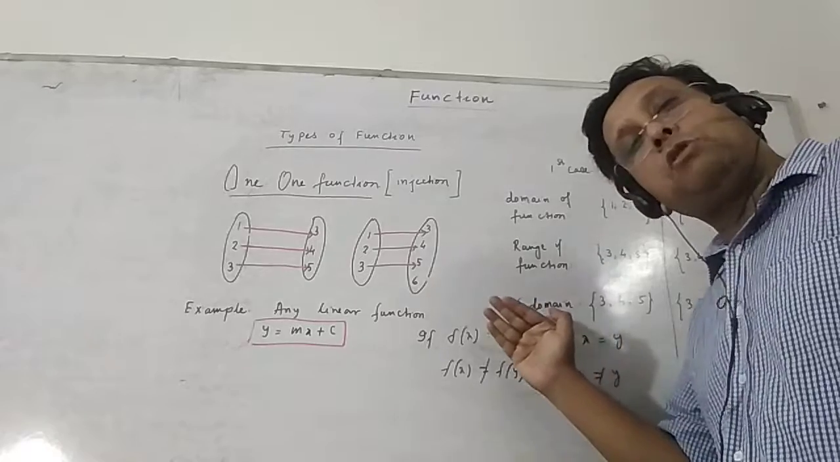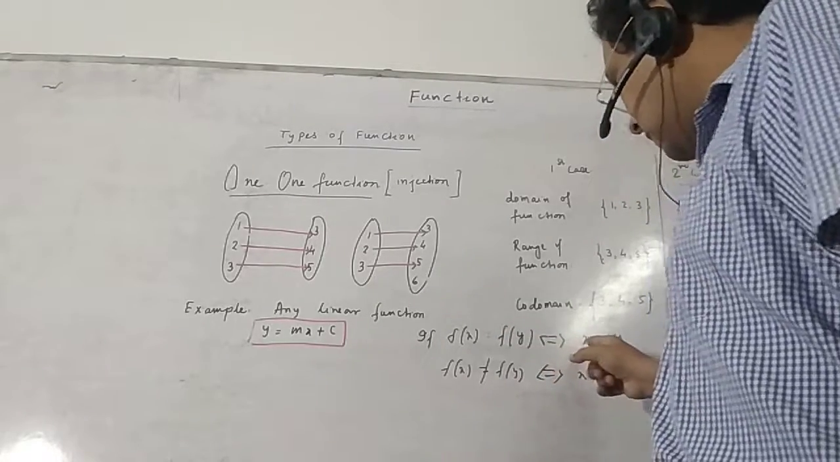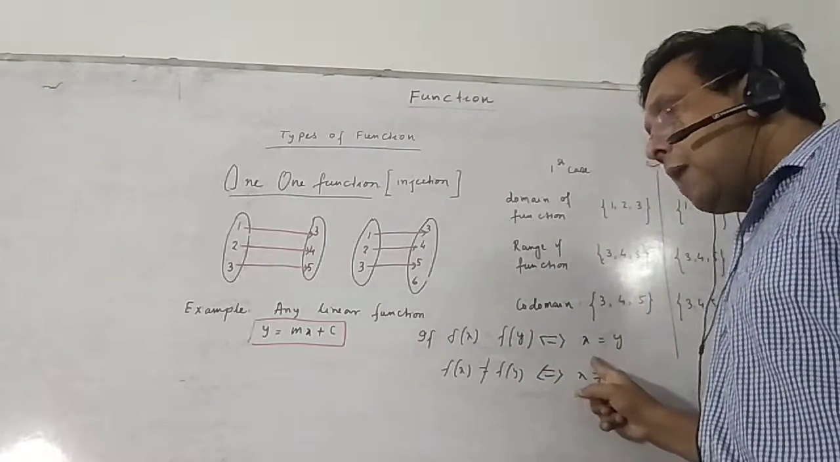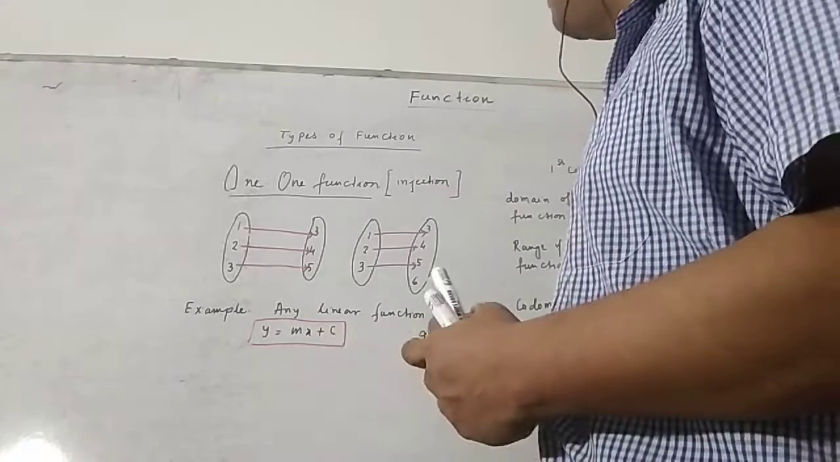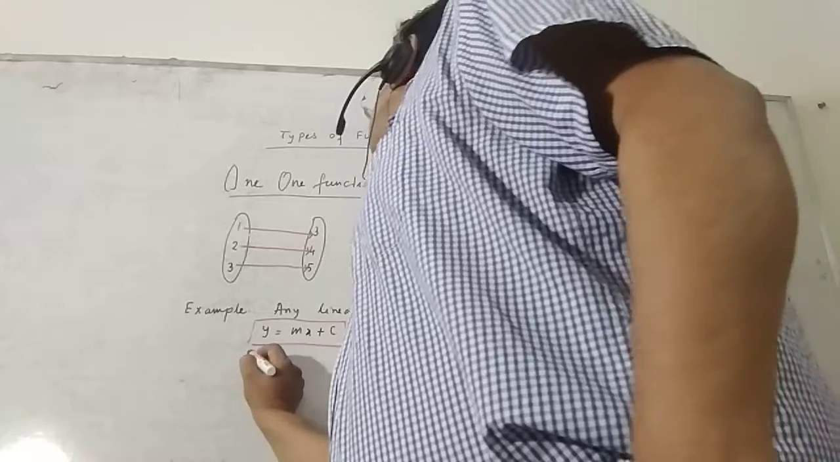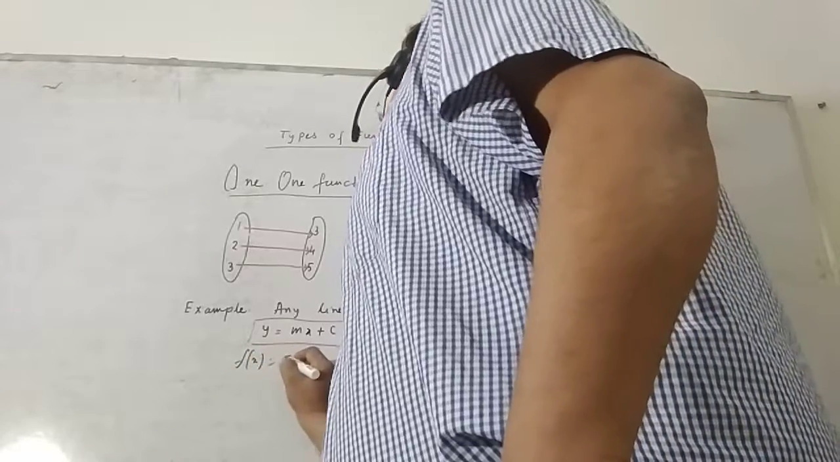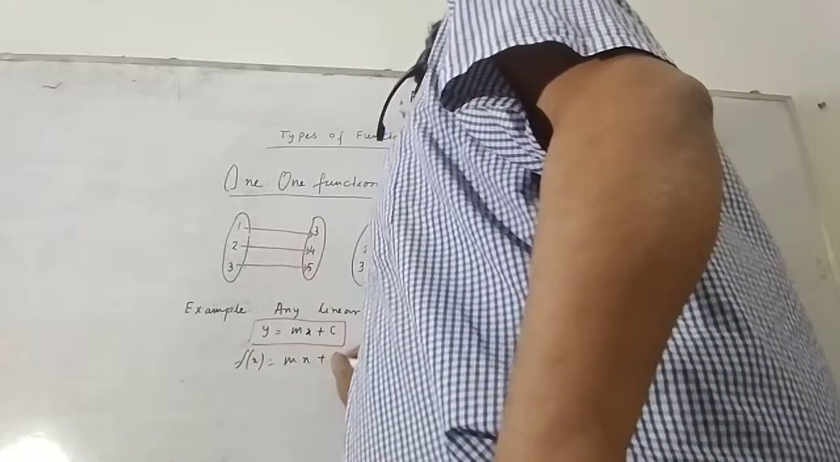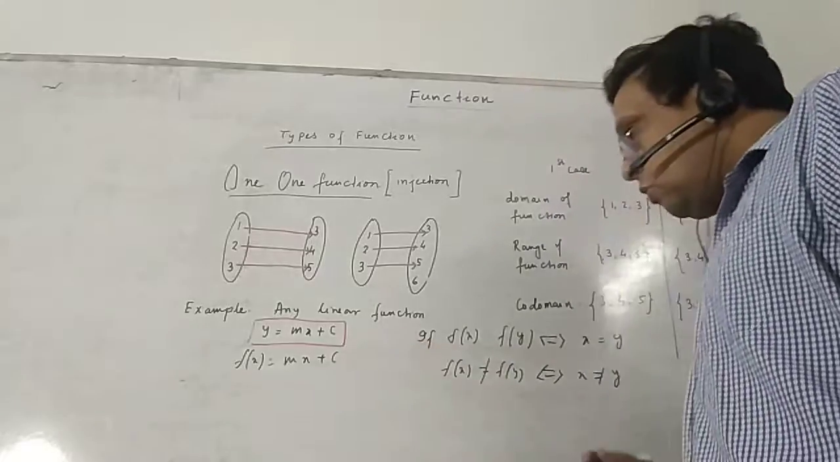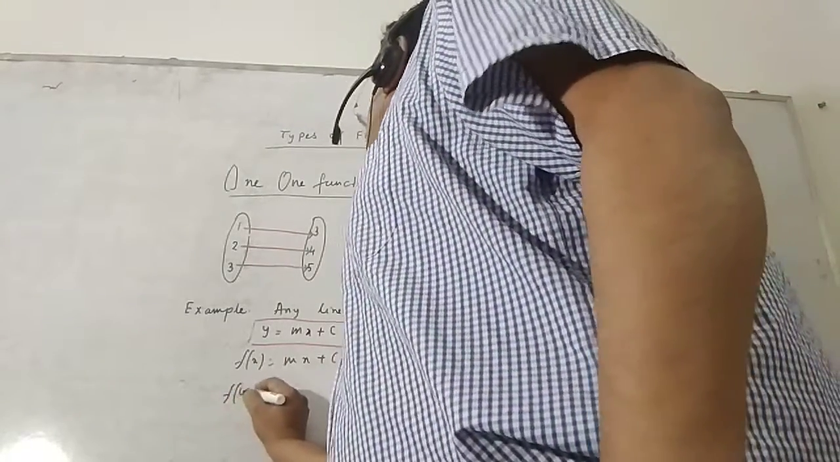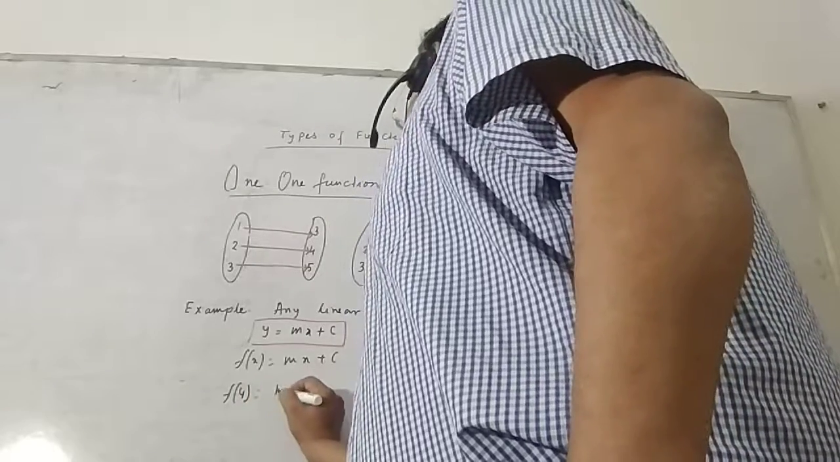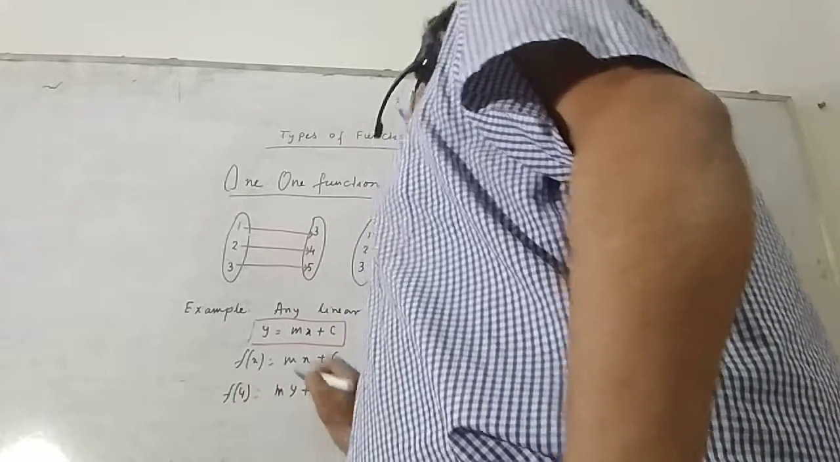If f of x is equal to f of y does imply x is equal to y, I will try to prove using this relationship. Say y is equal to mx plus c, I also can say therefore f of x is equal to mx plus c. We can write this. So f of x is equal to f of y. So f of y, if we substitute x over here, we can say that my plus c.